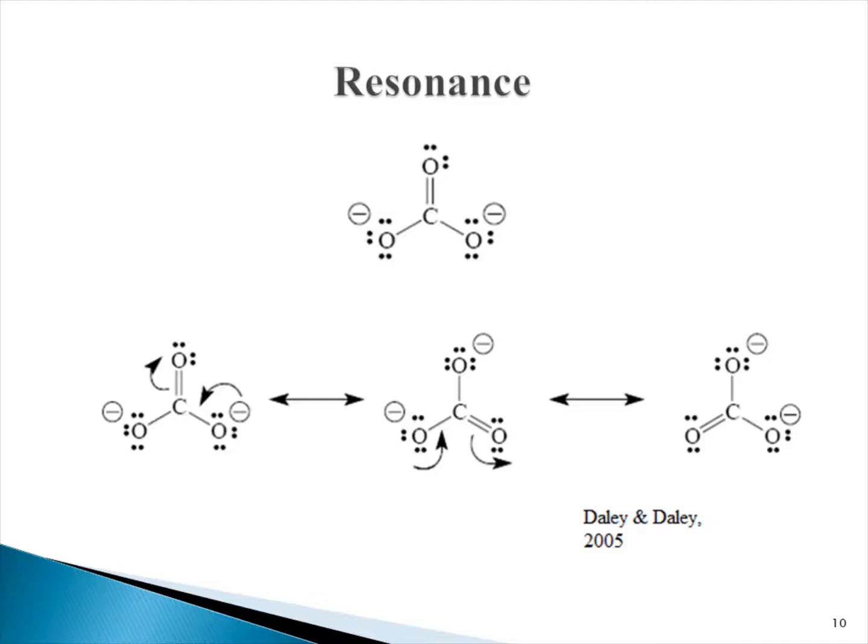Chemists developed the resonance model. In order to represent a molecule or ion with resonance, it is necessary to draw all possible structures that differ only in the location of the pairs of electrons. For the carbonate ion, we can draw three resonance structures. None of these structures really exist.